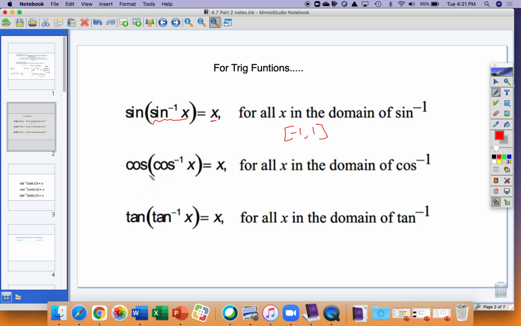Same thing for cosine. If I take the inverse function and stick it inside of the cosine function, I should simplify down to x, assuming that x is in between -1 and 1, because that is the domain of cosine inverse.